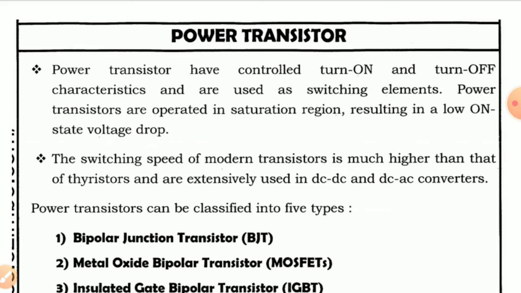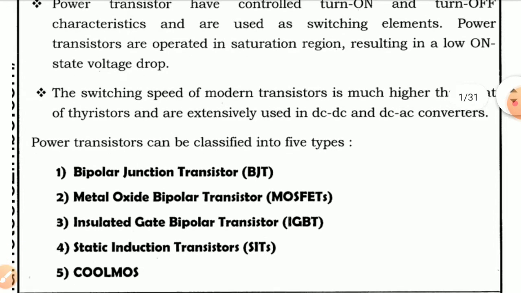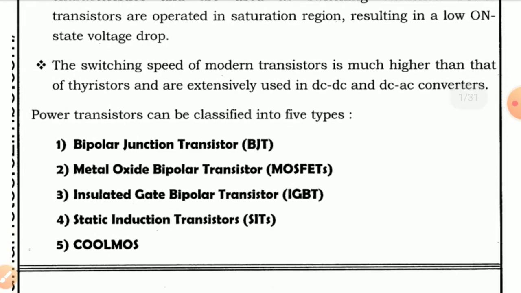With the development of power semiconductor technology, the ratings of these power transistors are continuously being improved. So the IGBTs are being increasingly used in high power applications. These power transistors are broadly classified into five categories. These are the five types of power transistors.